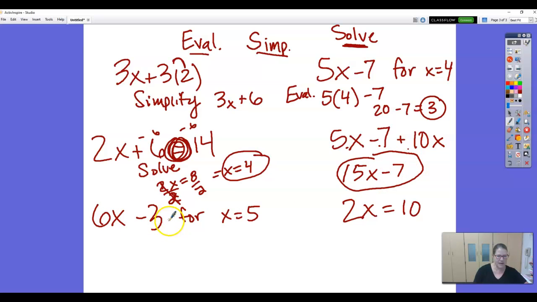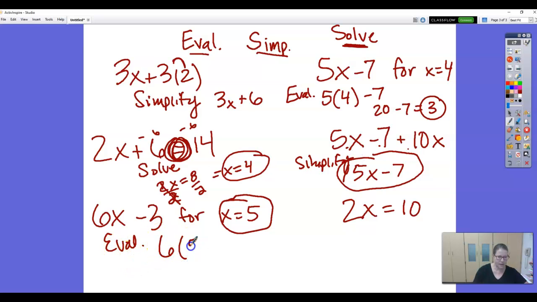Okay, 6x minus 3, x equals 5. So again, because this part has no equal sign, I know I can't solve it. Because it's telling me what the variable equals, I know I'm going to be plugging it in and evaluating. So this would be evaluate. Alright, this one was simplify. Forgot to write it. Okay, so I'm going to evaluate this by plugging the 5 in where the x is. So this would be 30 minus 3, or 27.